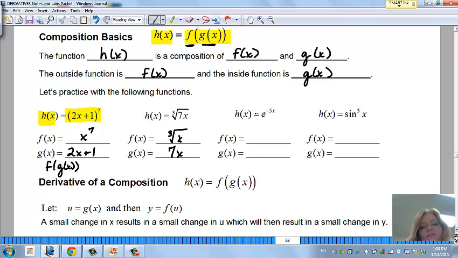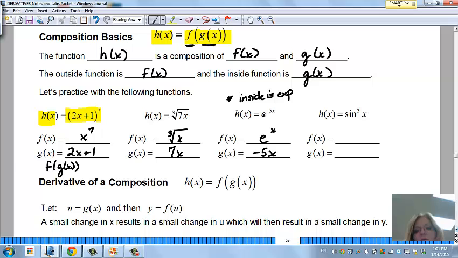Now, if you're doing exponents, I'm going to do a little star here. The inside, typically, is your exponent. So my inside in this case is going to be negative 5x. My outside is going to be e to the x. So if I were to place that in that spot, I'd end up with that function there.